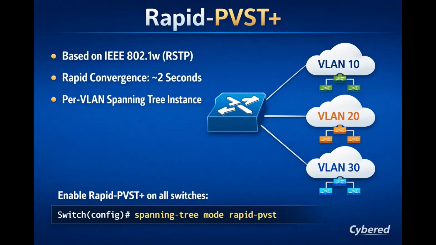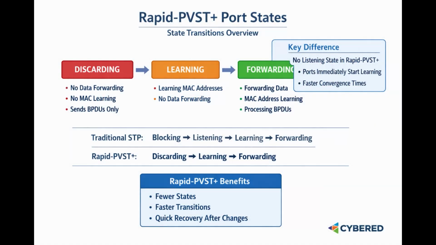Unlike IEEE 802.1D, which can take 30 to 50 seconds to converge, RSTP can reconverge a network in approximately 2 seconds. Cisco implemented RSTP as a proprietary enhancement called Rapid-PVST+, which runs a separate rapid spanning tree instance per VLAN, similar to PVST+, but with much faster convergence. To enable Rapid-PVST+ on all Cisco IOS switches, use the following global configuration command: spanning-tree mode rapid-pvst.